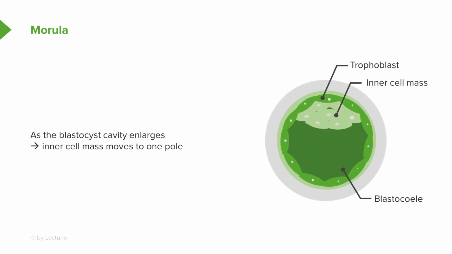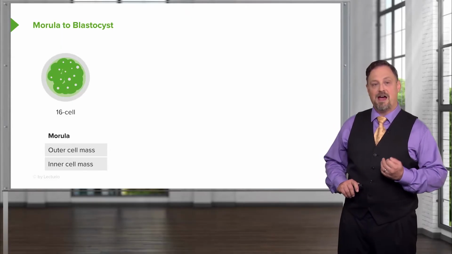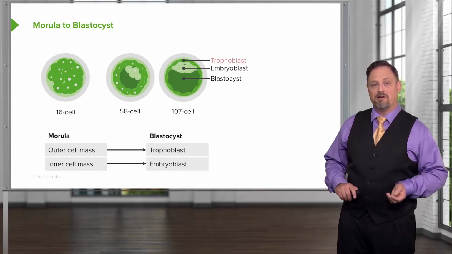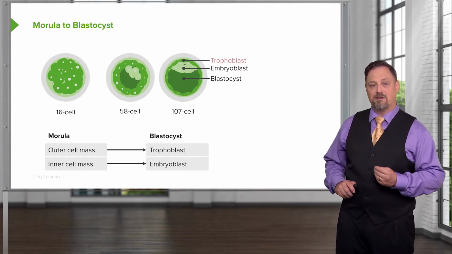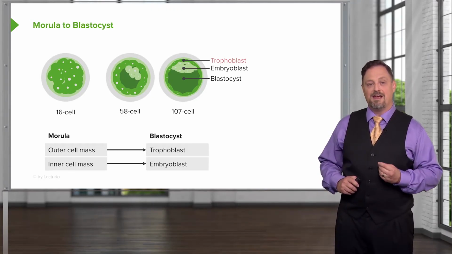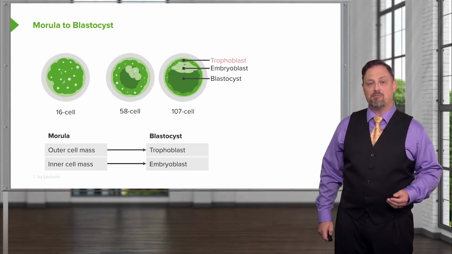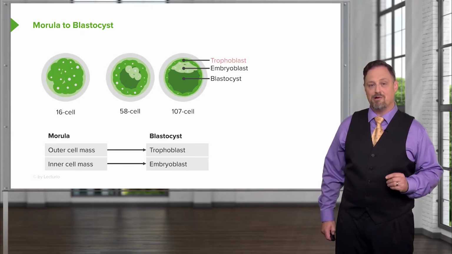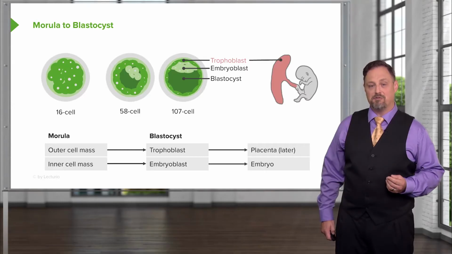It looks about the same, with a fluid-filled cavity surrounded by cells on the outside and a cluster of inner cells pushed off to one pole of the blastocyst. The inner cell mass and outer cell mass will form very distinct structures. As we proceed from the morula to the blastocyst and further on into development, we'll see that the outer cell mass transitions into a set of structures called the trophoblast, and the inner cell mass is going to become the embryoblast. The embryoblast is what will generate all the tissues of the actual embryo and fetus, whereas the trophoblast will become the supporting tissues of the placenta and the umbilical cord.